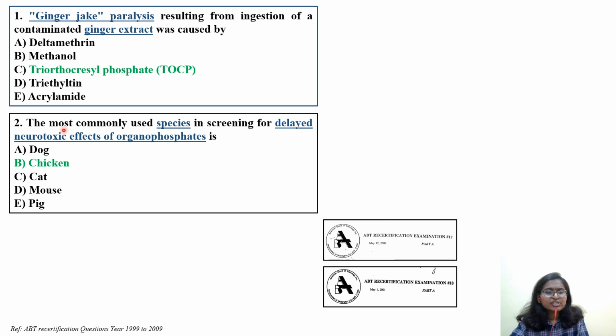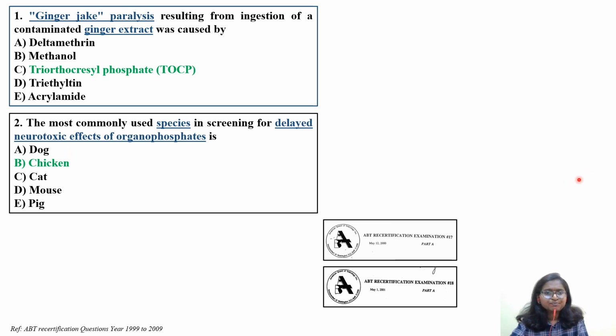Okay. Next question: the most commonly used species in screening for delayed neurotoxic effects of organophosphate is chicken. This is a direct question. Even the first question was the same thing. Dog, cat, mouse, and pig are not. Pig is for dermal studies, you can remember. Mice is for acute studies. Cat, I am not aware of it. Dog is for repeat dose toxicology, systemic toxicity, you can say.